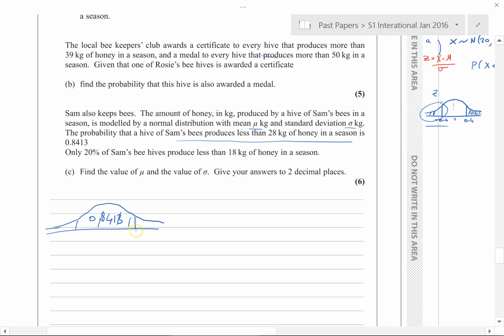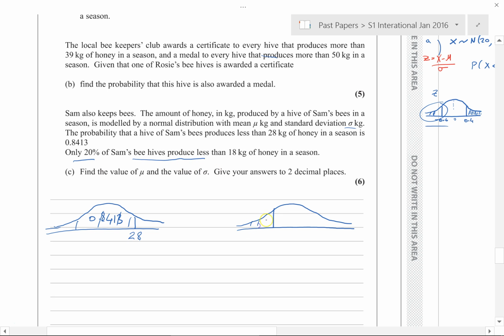Now it's got to be this side of the mean. The most basic thing I should know here is that the mean is less than 28, because I've got a probability of more than 0.5. You really ought to know your normal distribution, 0.5 one side, 0.5 the other side. Okay, so that's going to help us a lot because we're going to have to do the Z transformation. It says only 20% of some species produce less than 18 kilograms in a season. Right, so perhaps if I write two sides of this, you can write it almost in two columns. So only 20% produce less than 18.